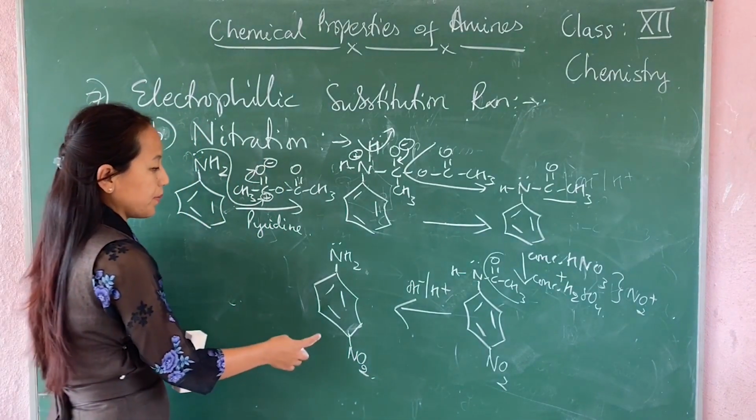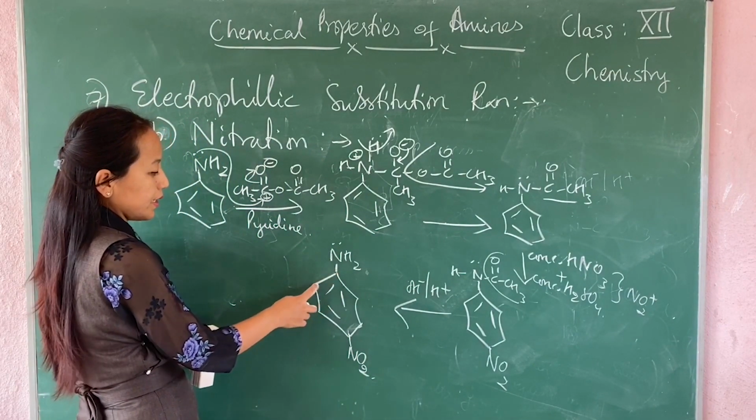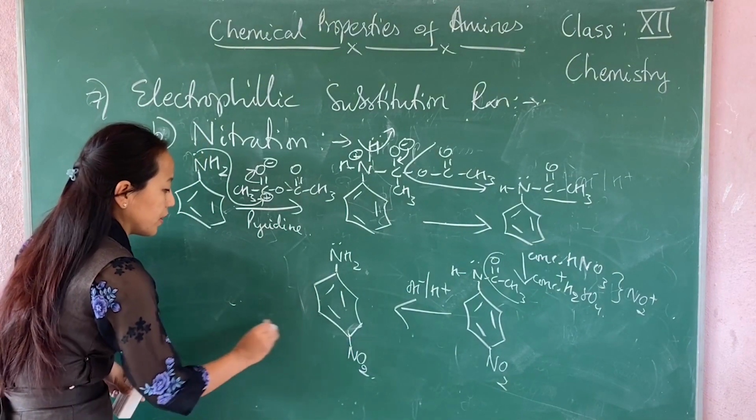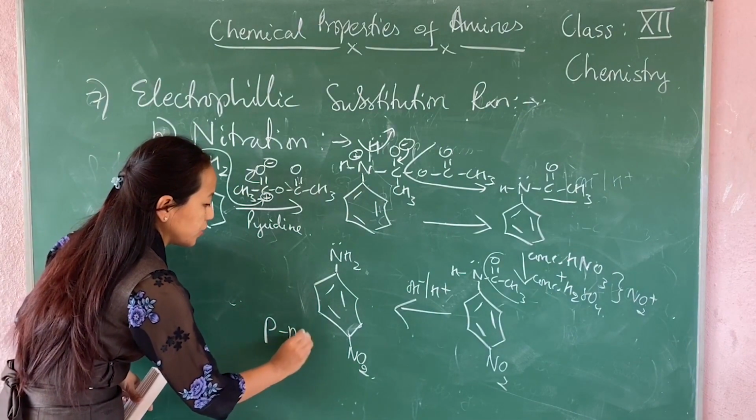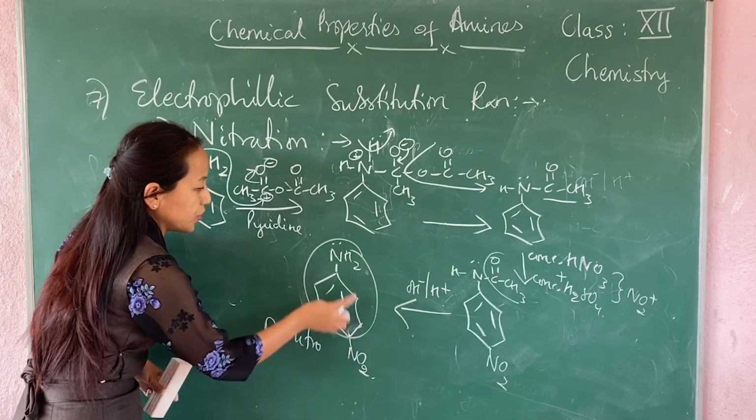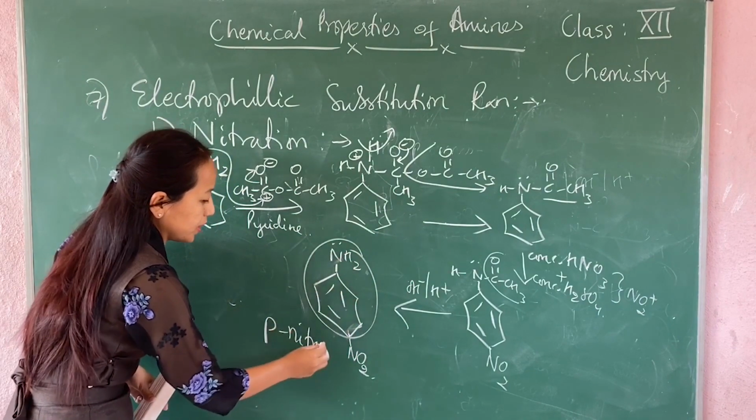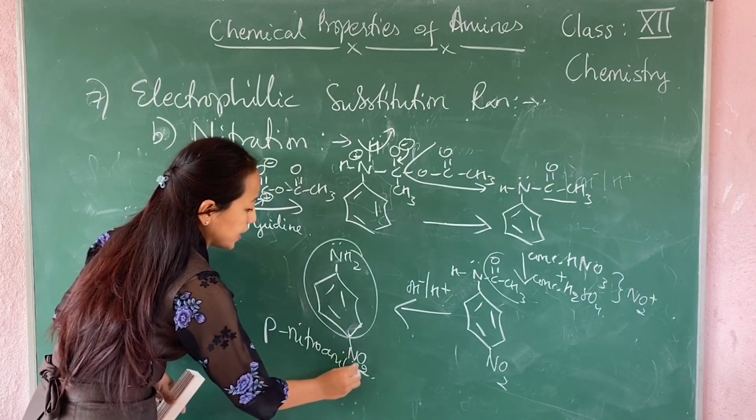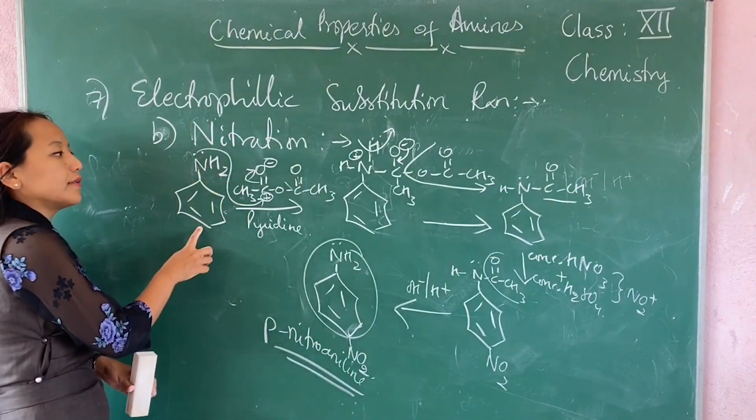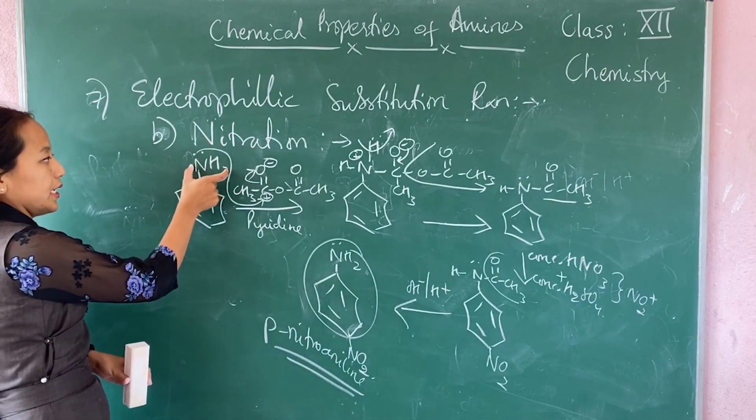Now if you name this compound, first carbon, second, third and the fourth carbon atom. So this will be para nitroaniline. Para nitroaniline. This entire group is aniline. So that's how you have nitrated aniline by protecting the aniline group.